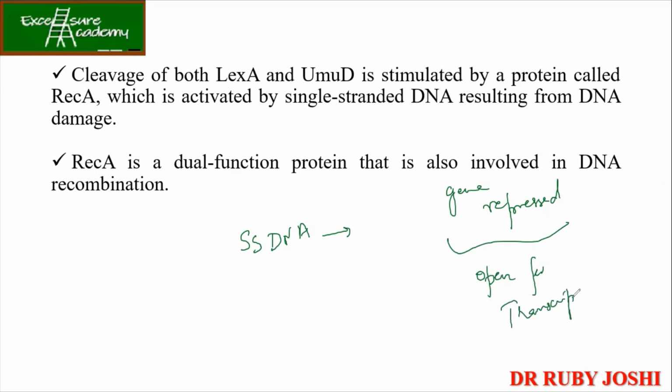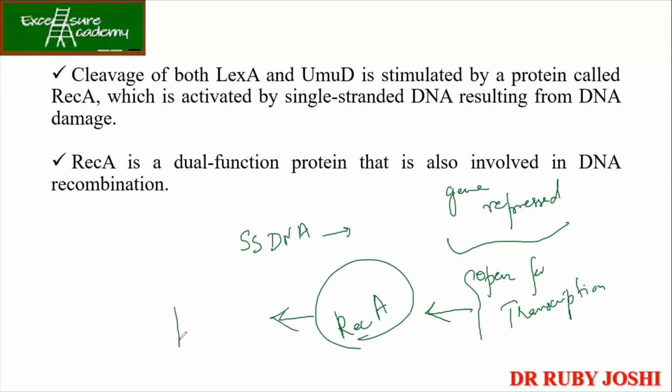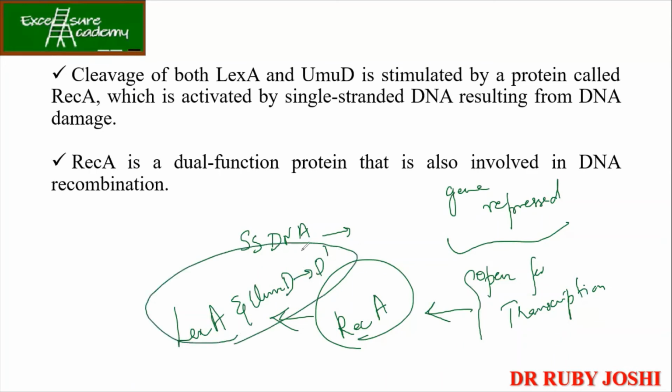Now what kind of genes are getting transcribed over here, which is responsible for your RecA? Now this RecA is going to activate your LexA and UmuD, which will convert to UmuD' later. Clear? Now, this is responsible for the activation of the translesion DNA polymerases, which is going to help in the translesion DNA synthesis. Guys, clear?